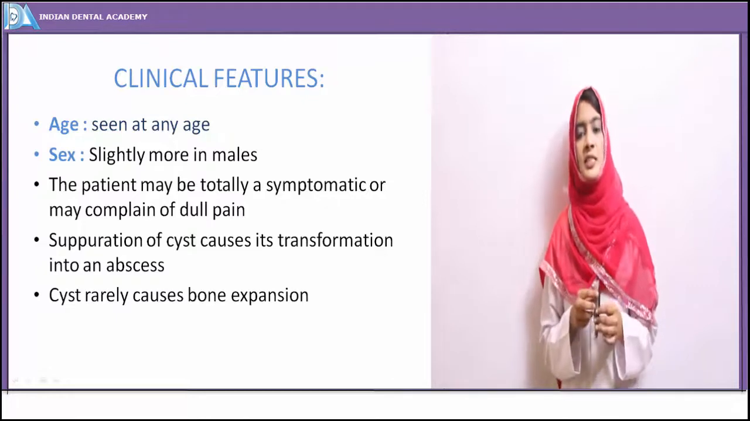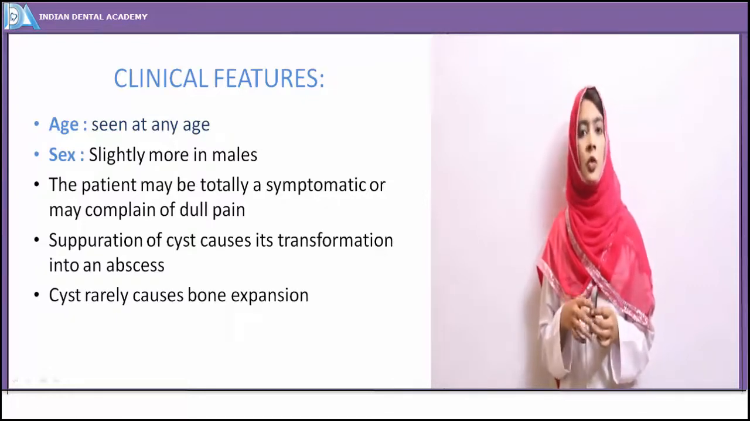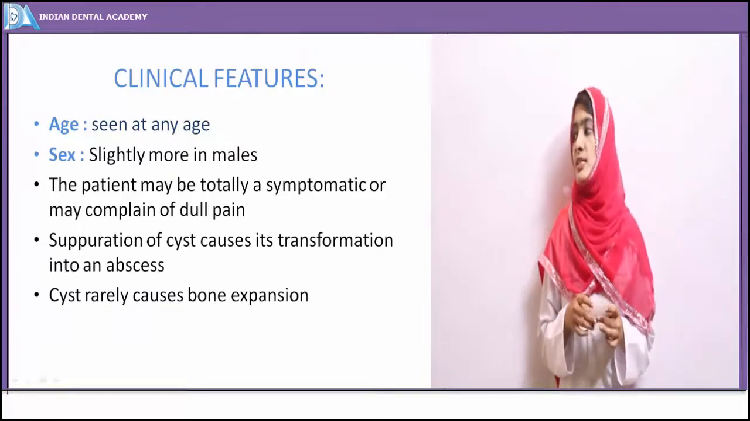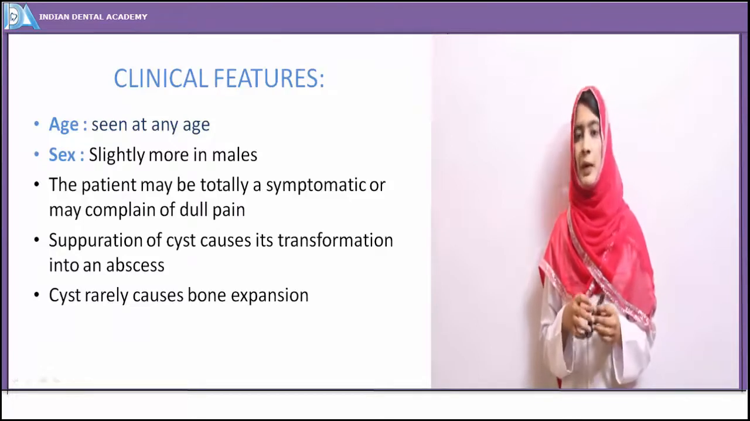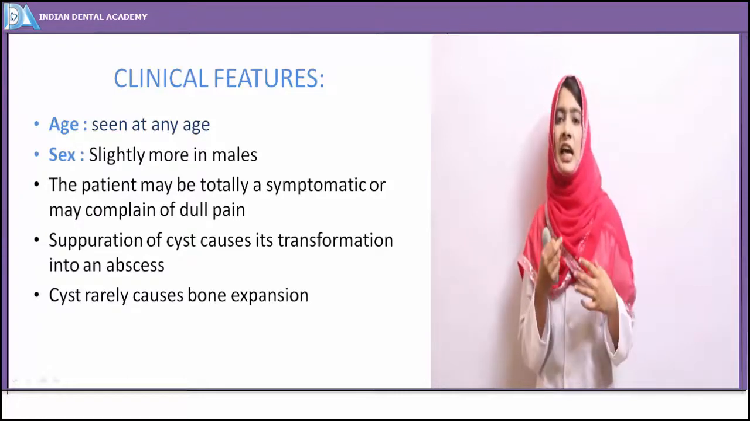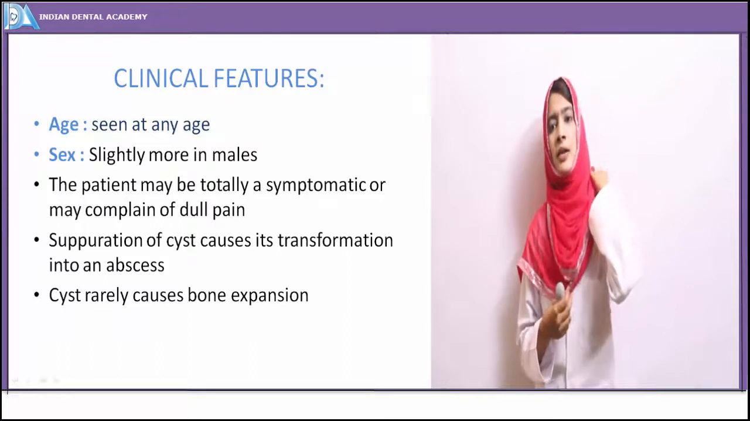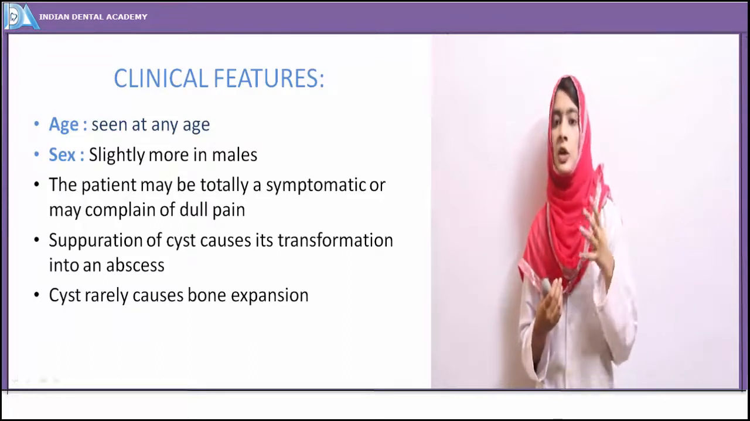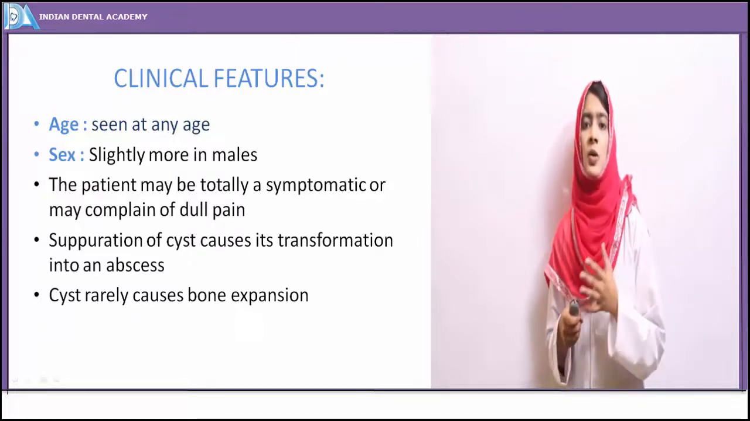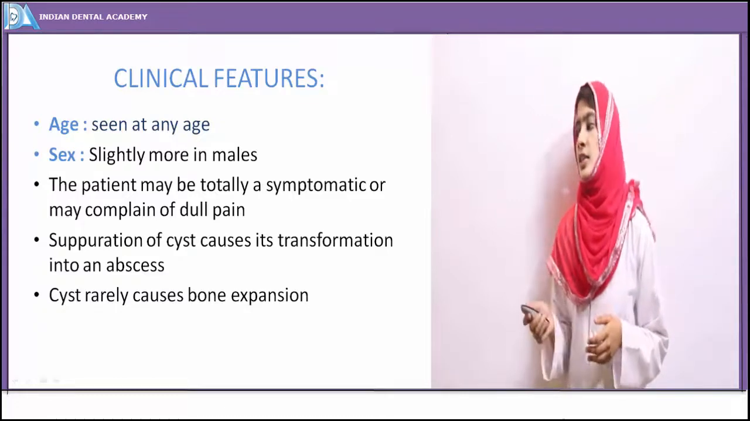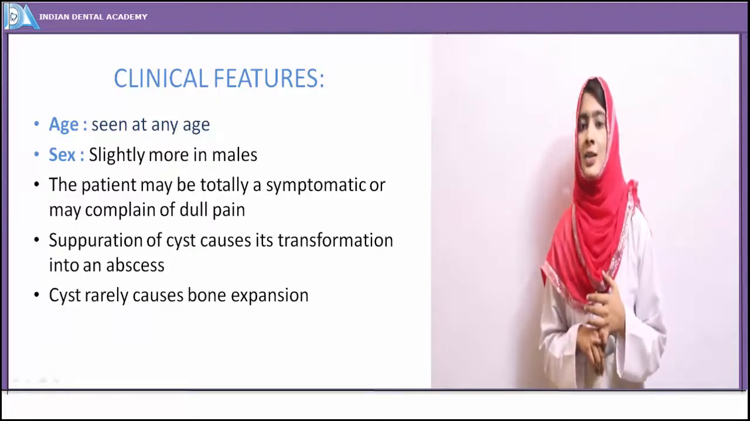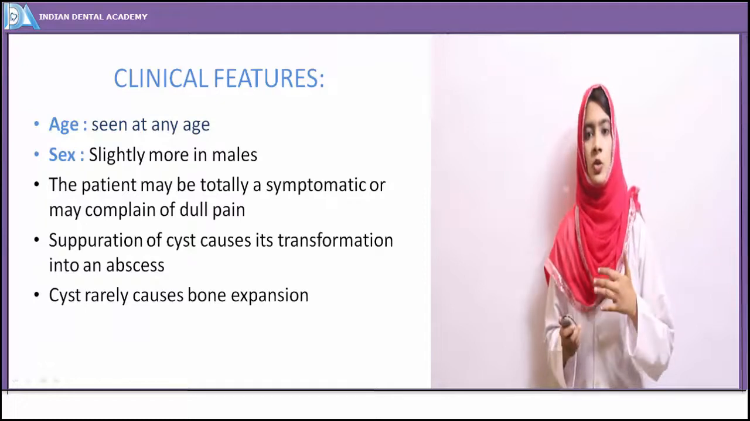Clinical features of periapical cyst: it can be seen at any age, more commonly in the 4th decade of life. It is slightly more common in males than in females. The etiology is pulpal inflammation progression, and the patient may be completely asymptomatic, or sometimes may have a dull aching pain. As with periapical granuloma, features of severe acute pain may be lacking. Suppuration of the cyst may sometimes lead to abscess formation. This cyst is small in size and rarely causes bone expansion. Sometimes resorption of alveolar bone may be seen.